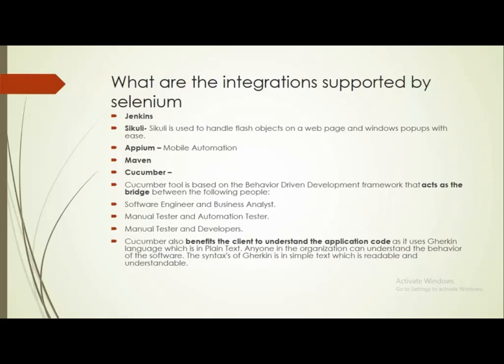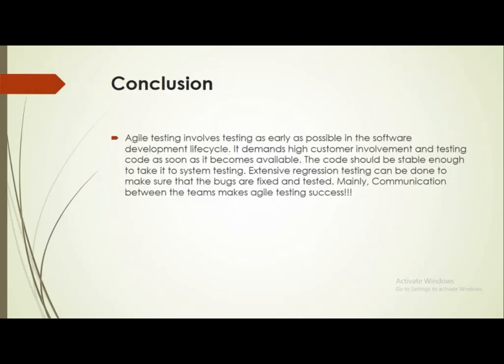Cucumber is basically a behavior-driven development framework that acts as a bridge between software engineer and business analyst, manual tester and automation tester, manual tester and developer. Cucumber also helps the client understand the application code as it uses Gherkin language, which is plain text. Anyone in the organization can understand the behavior of the software. The syntax of Gherkin is simple text, which is readable and understandable.